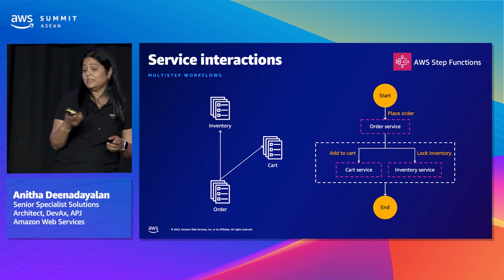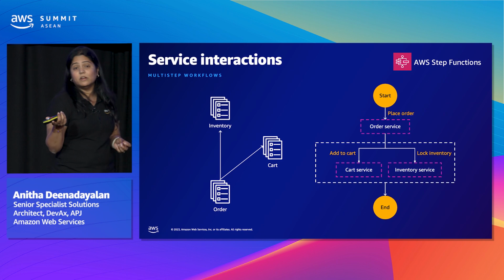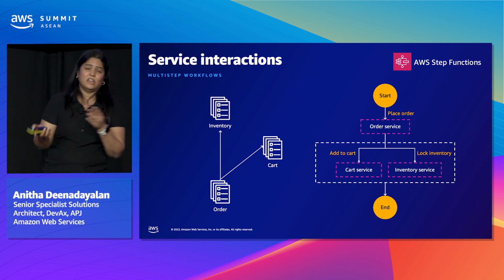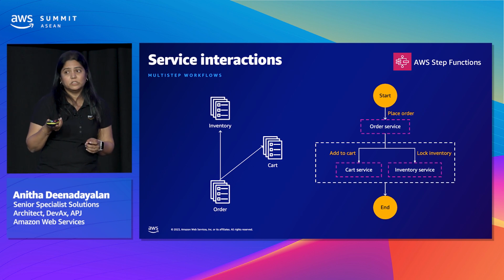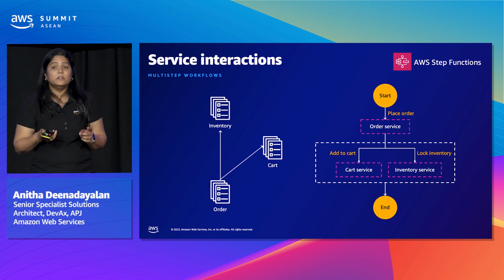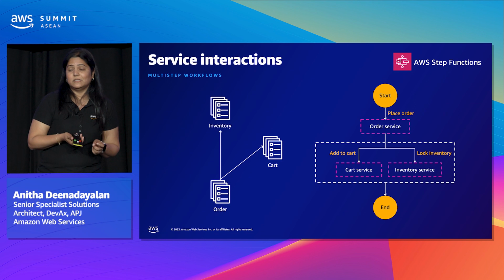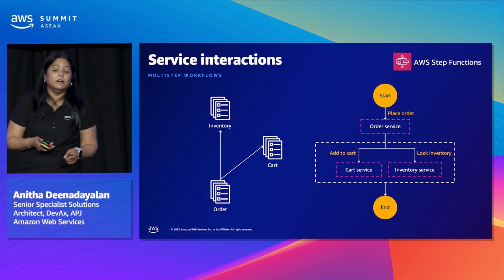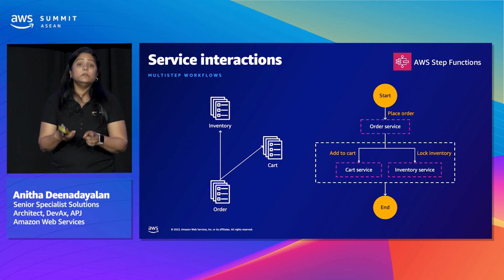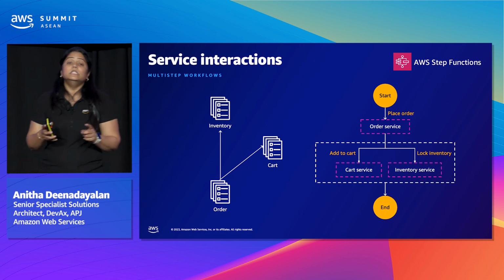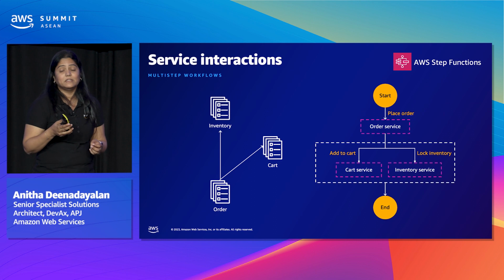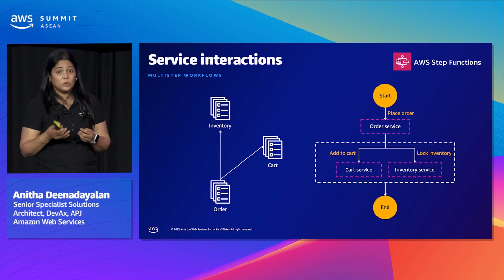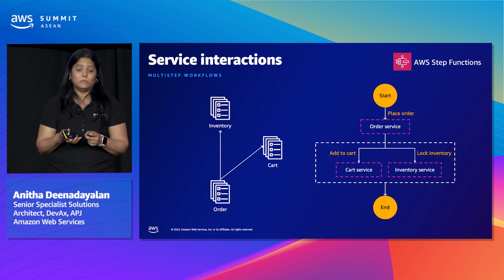For example here, in the order service, you are making an order. So you want to add to cart and lock an inventory. This can be orchestrated using AWS Step Functions. And this is very much related to the Saga orchestration pattern itself. The Saga pattern is for solving the distributed complexity issues. So when you have to preserve the data integrity in distributed transactions across multiple services, you use the Saga orchestration pattern.